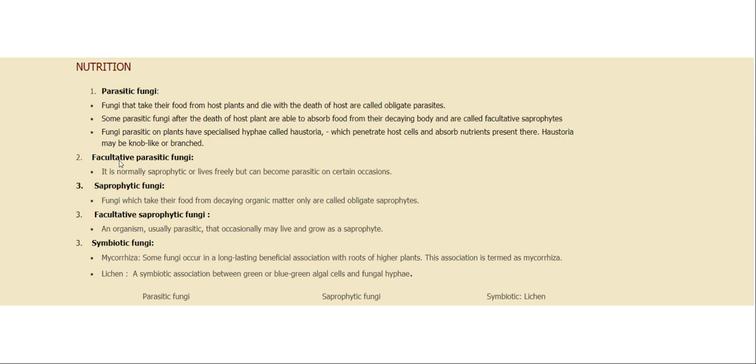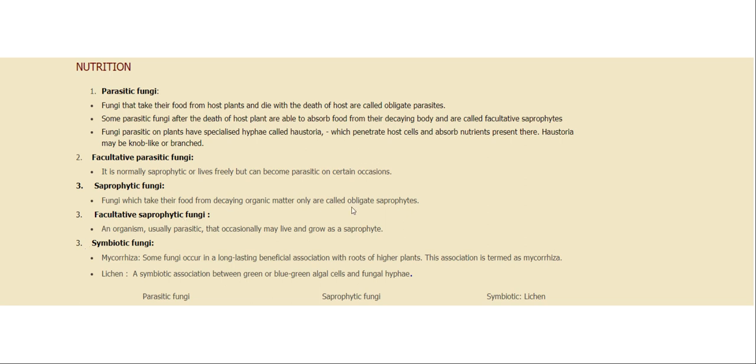Now the second category is facultative parasitic fungi. It is normally saprophytic or lives freely but can become parasitic on certain occasions. The third type is saprophytic fungi, where they take their food from dead and decaying matter only. That is called obligate saprophytes, that I told you in the beginning.